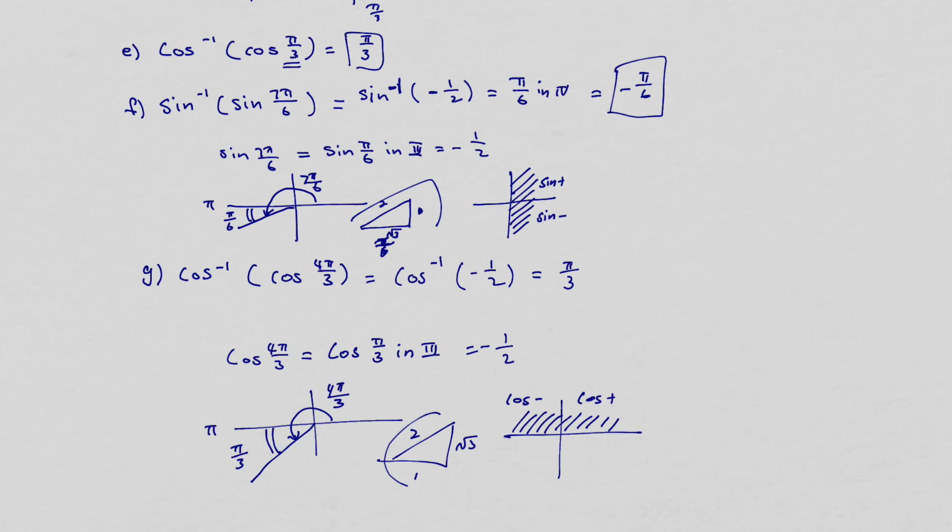So in order to have pi over 3 in the second quadrant, because it's negative, that's going to give you 2 pi over 3. How do I find the pi over 3 in the second quadrant? You do pi minus pi over 3, right?